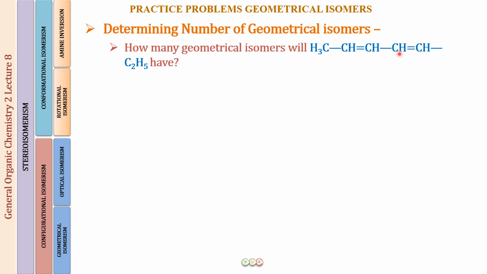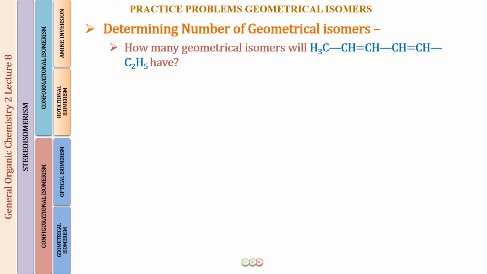Right? If it would have been one double bond and the compound was satisfying all the conditions of geometrical isomerism, well, we would have drawn two structures. One would be a cis, and then we would have a trans. But now we have two double bonds. How are we going to proceed?